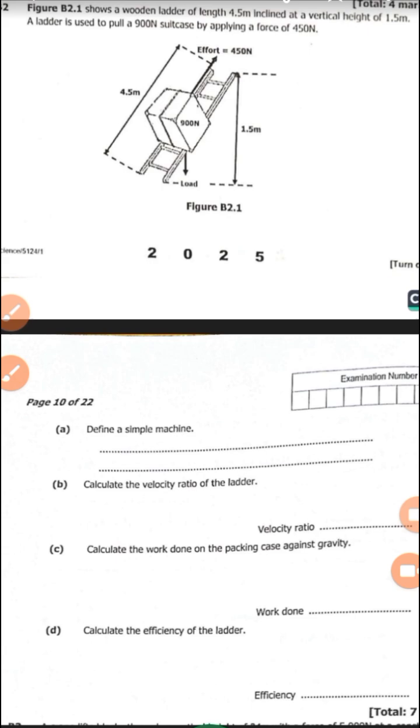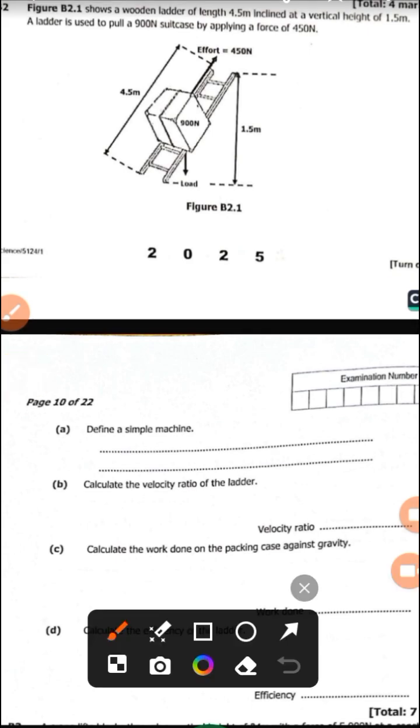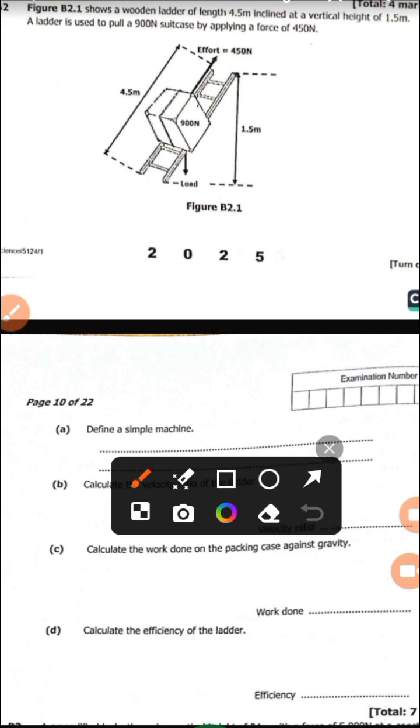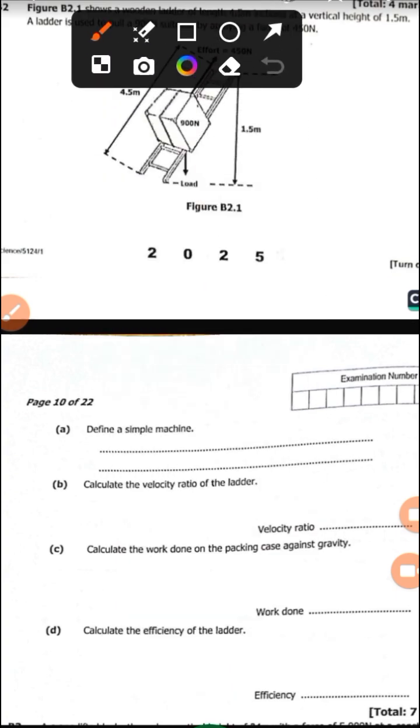Then we move on to question B. Question B, we have: calculate the velocity ratio of the ladder. So for velocity ratio, you have to know the formula if you want to calculate it.